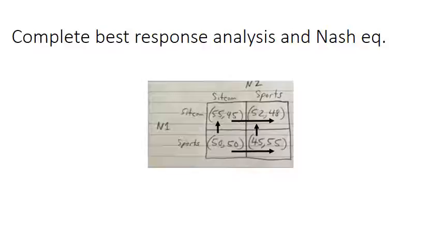For player 2, we have horizontal arrows. Player 2 also has a dominant strategy of programming sports during this primetime slot. And so that first or topmost arrow to the right suggests that if player 2 believes player 1 will choose sitcom, then player 2 should choose sports because 48 is greater than 45. The bottommost horizontal arrow suggests that if player 2 believes player 1 will choose sports, then player 2 should choose sports because 55 is greater than 50. Okay?